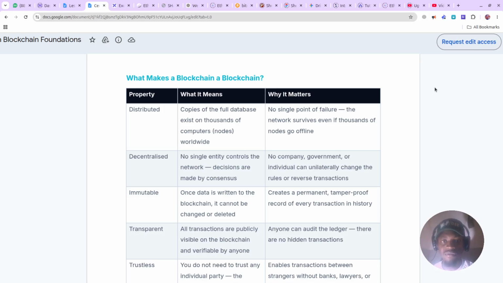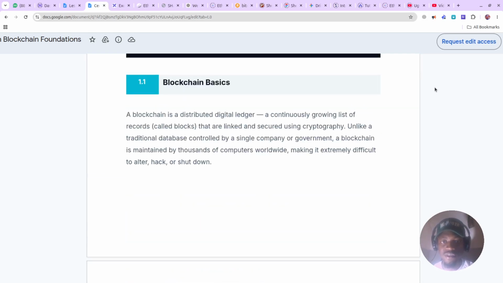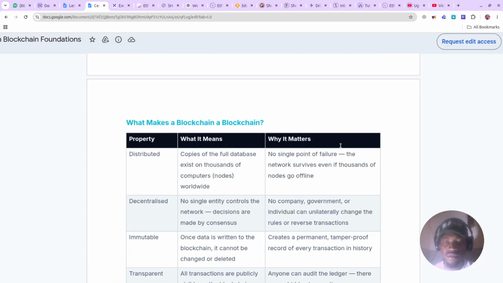Now in the last class we were able to introduce the definition of a blockchain, and we defined blockchain as a distributed digital ledger that is continuously growing in a list called blocks, right? It is decentralized and is controlled by multiple nodes. In our last class too, we identified that Bitcoin was the first blockchain ever, which existed in the year 2008. So in today's class, let's talk more about this block.